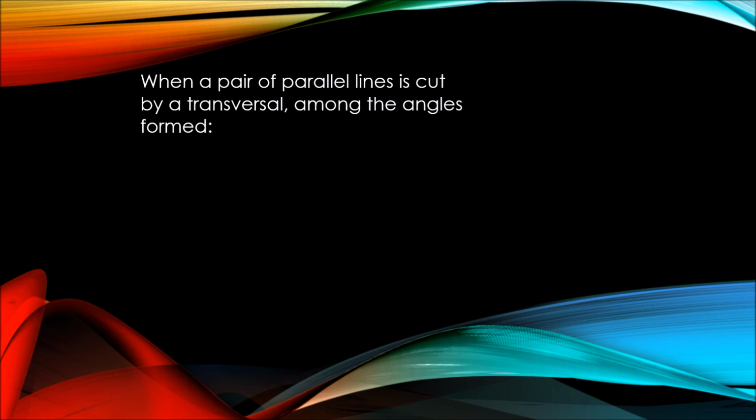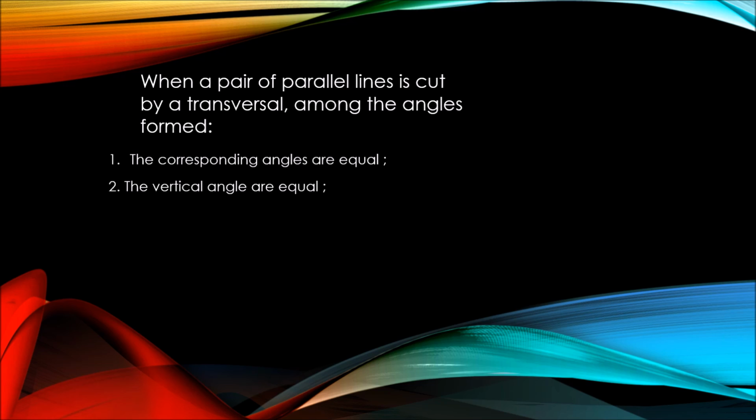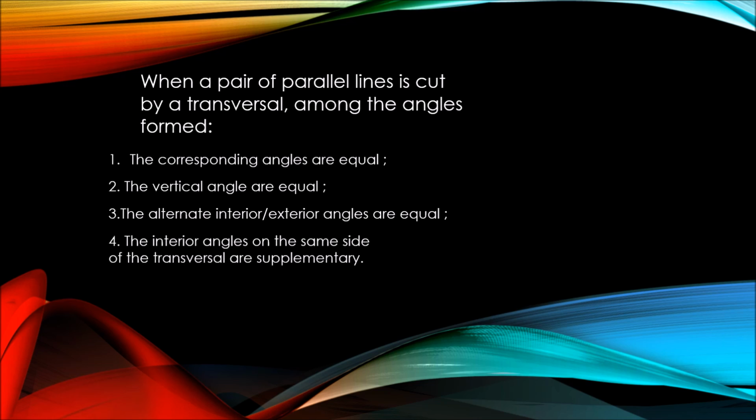When a pair of parallel lines is cut by a transversal, among the angles formed, number 1, the corresponding angles are always equal. Number 2, the vertical angles are also equal. Number 3, the alternate interior or exterior angles are also equal. Lastly, the interior angles on the same side of the transversal are supplementary.